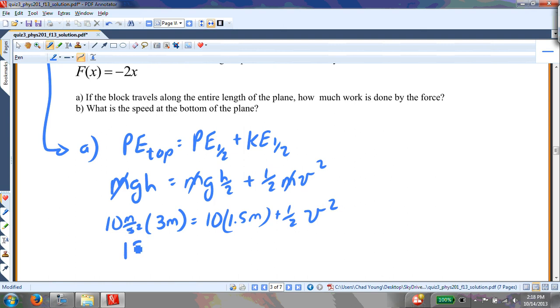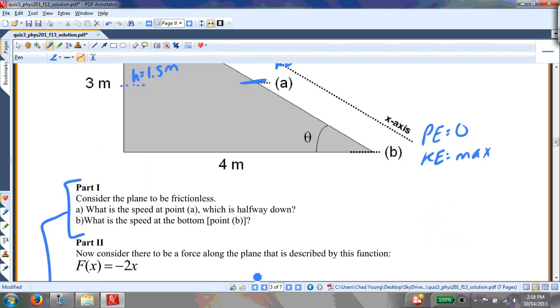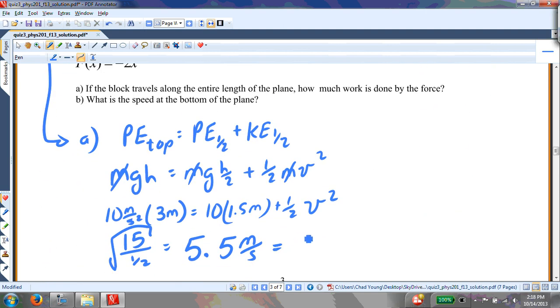So it's the square root of 15 divided by 1/2, so the root of 30. I get 5.5 meters per second. Or, keeping proper sig figs, it would just be 6 meters per second. So that's my velocity at the halfway point.